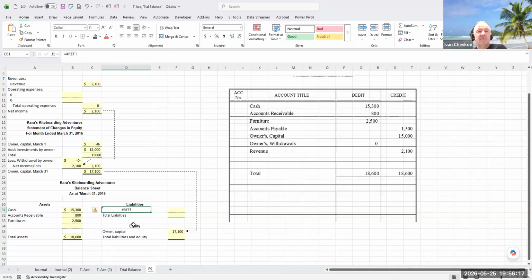Now, what about the other side? We have accounts payable, which for us is equal to $1,500. So that gives us total liabilities of the same amount, $1,500. Once we add the owner's equity, which we already calculated before, 17,100, our total liabilities and equity is equal to $18,600.